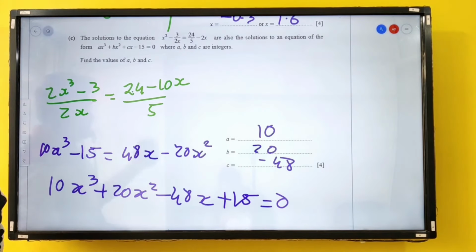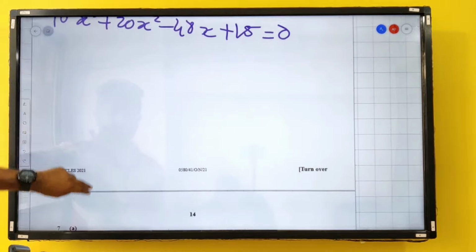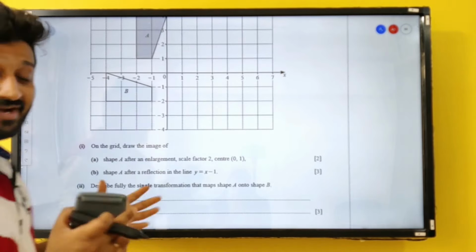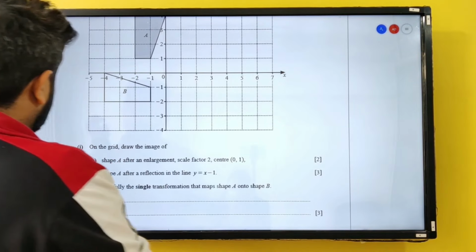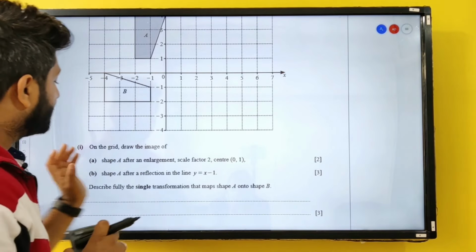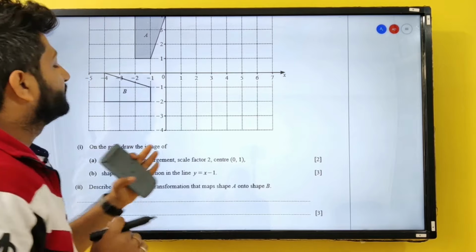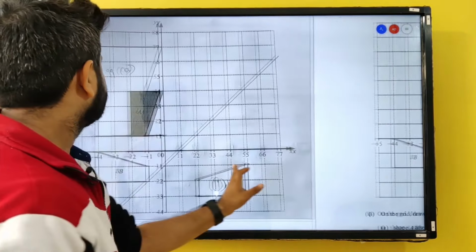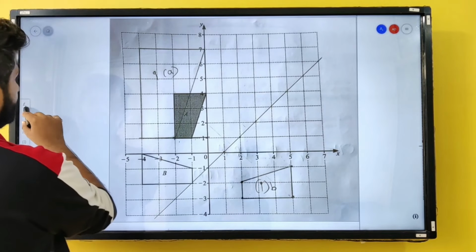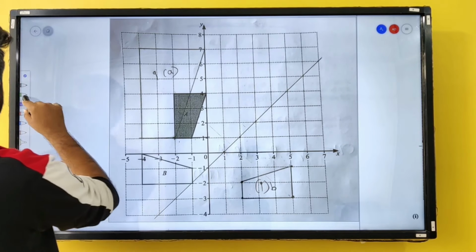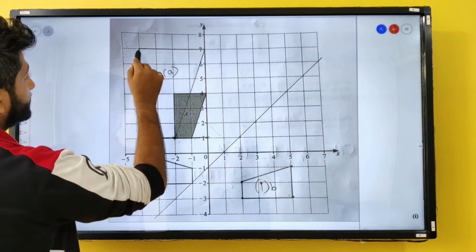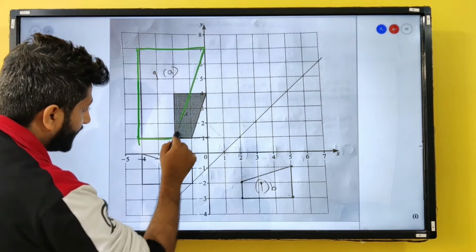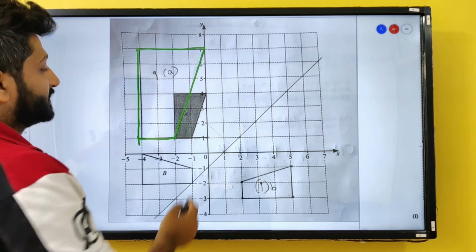Let's move to the next question. Question number 14. I hate drawing, guys. On the grid, draw the image of shape A after enlargement with scale factor 2 and center 0, 1. I have drawn this. Scale factor 2, this is my graph. This is my enlargement with scale factor 2 and center 0, 1.